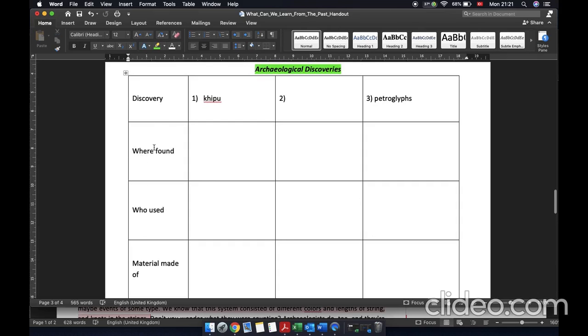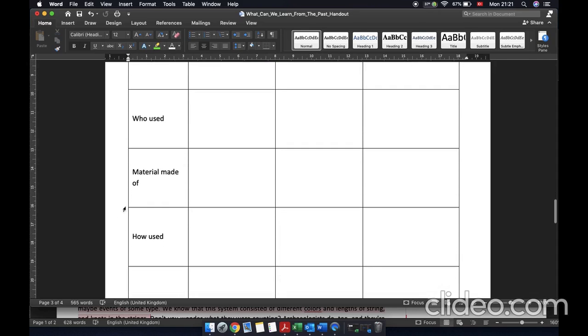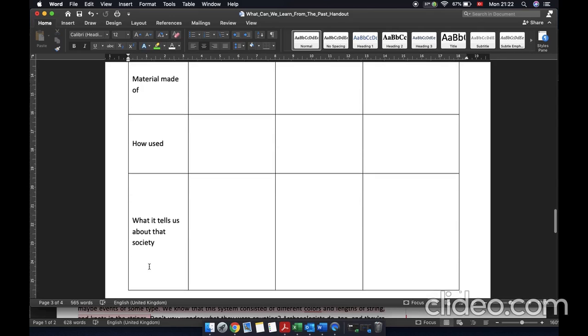So where were they found, who used them, what material was it made of, how was it used, or how were they used, and what does it tell us about that society, what clues do they give us about the society.